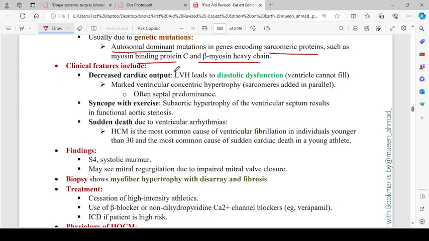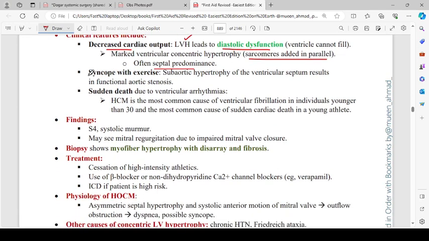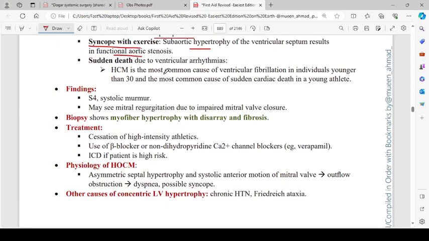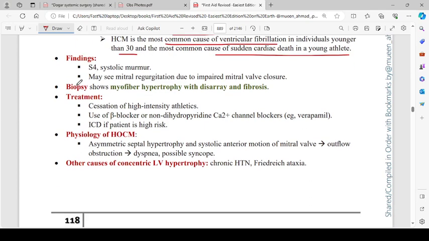The clinical features include decreased cardiac output. Left ventricular hypertrophy leads to diastolic dysfunction, that is, the ventricles cannot fill. Marked ventricular concentric hypertrophy, sarcomeres are added in parallel, often with septal predominance. There will be syncope with exercise. Subaortic hypertrophy of the ventricular septum results in functional aortic stenosis. Sudden death due to ventricular arrhythmia. Hypertrophic cardiomyopathy is the most common cause of ventricular fibrillation in individuals younger than 30, the most common cause of sudden cardiac death in young athletes.